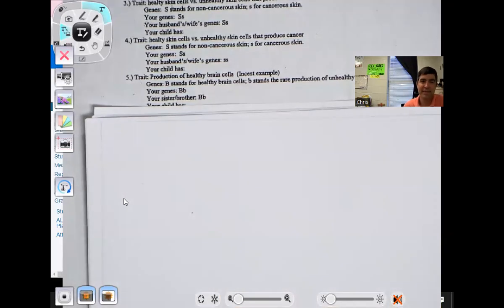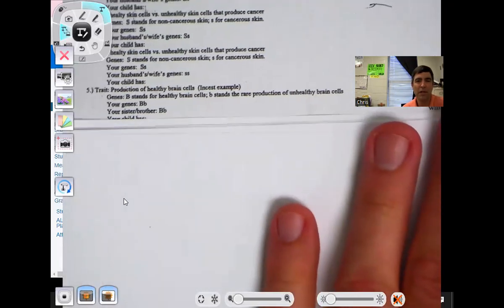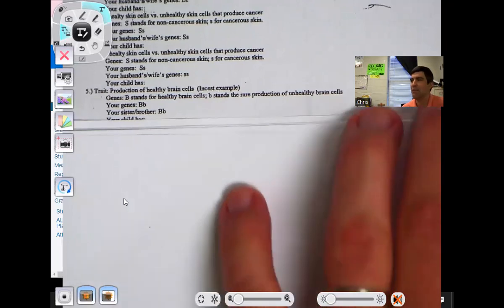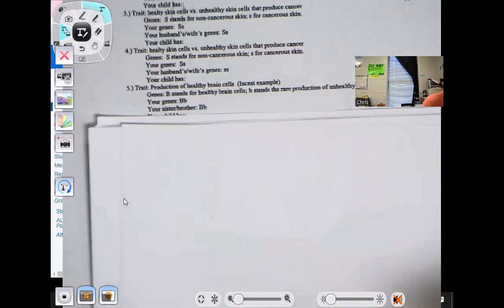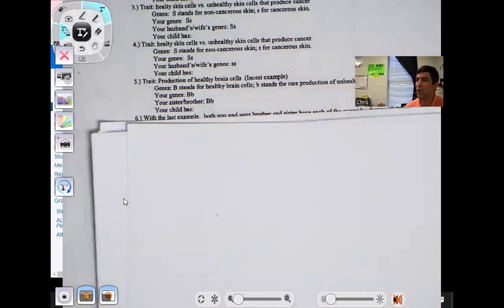This is an incest example. I wrote an incest example. Big B stands for healthy brain cells. Little b stands for a rare production of unhealthy brain cells that makes a protein that's unhealthy for the brain cells. What would be the dominant gene? We're doing number five. Healthy brain cells. The first thing we do in all these problems is to do what?